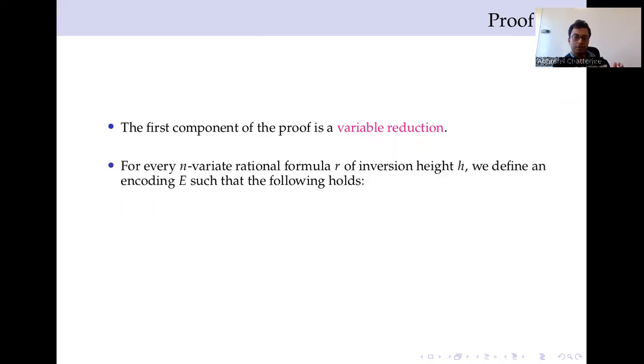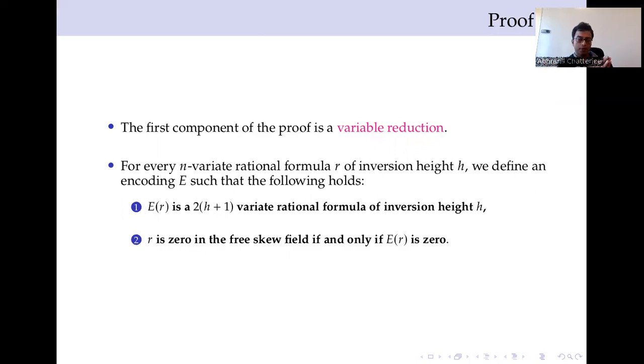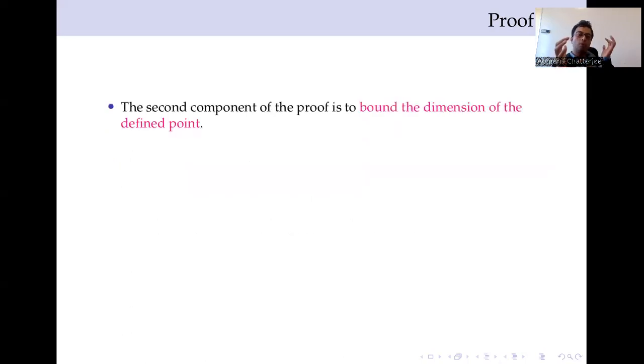That given a rational formula, an inverted rational formula, we come up with an encoding such that the first property is that the encoded rational formula is only over 2h+1 many variables. And the second property is that it preserves identity. Okay, so this is the first step, that we reduce the number of variables, preserving the identity. And the second step is that we bound the dimension of the defined point.